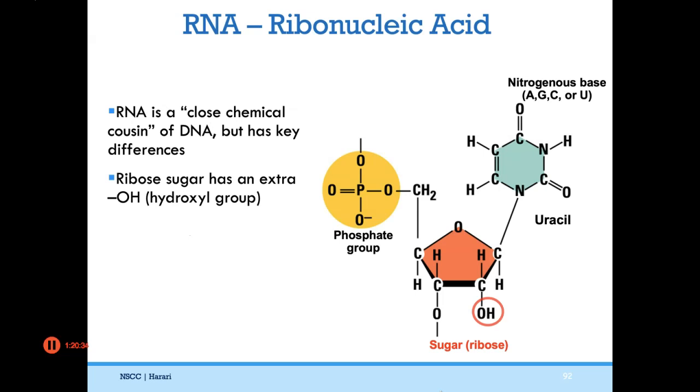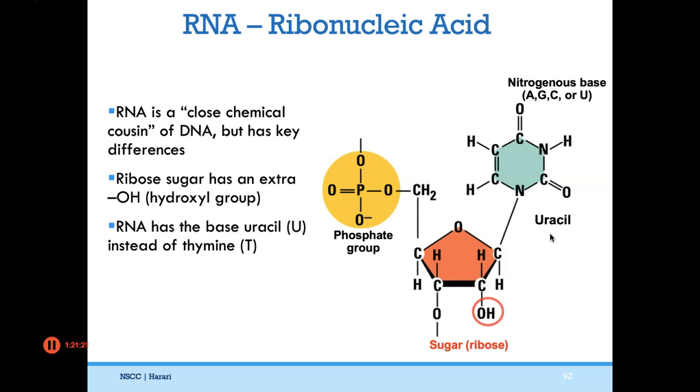So another nucleic acid you should be familiar with is RNA, ribonucleic acid. RNA is a close chemical cousin of DNA, but it has some key differences. Notably, RNA uses the sugar ribose, not deoxyribose. Ribose sugar has an extra OH group over here. DNA does not have this oxygen here. That's why the DNA version is called deoxyribose. It has just an H in deoxyribose sugar. Ribose sugar has an extra OH group, and that's what is in an RNA nucleotide.